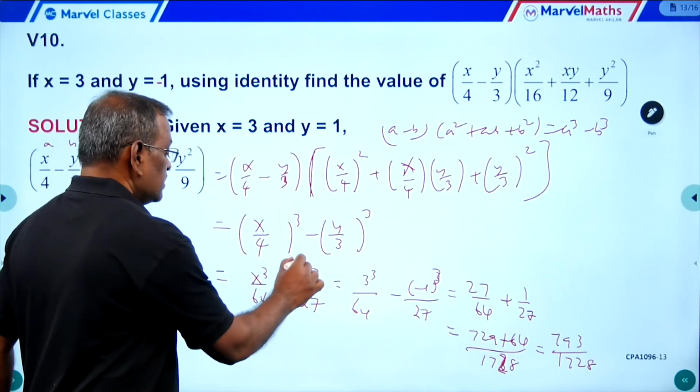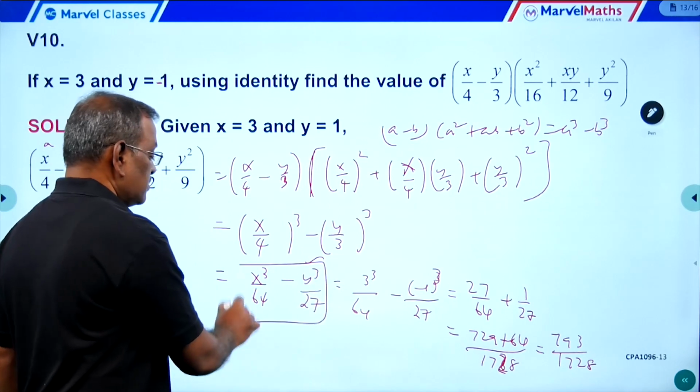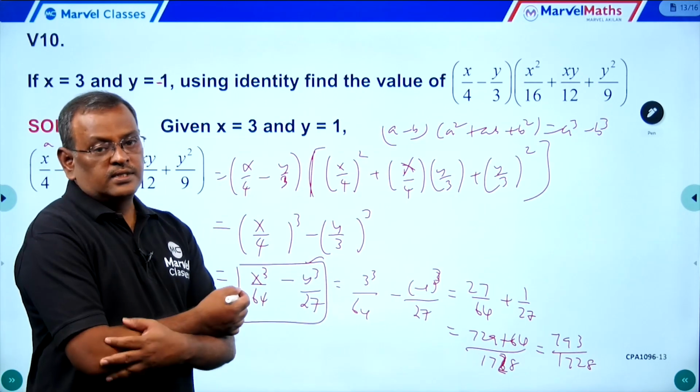Substitute in this simplest form. So this is the simplest form. You have to substitute only in the simplest form.